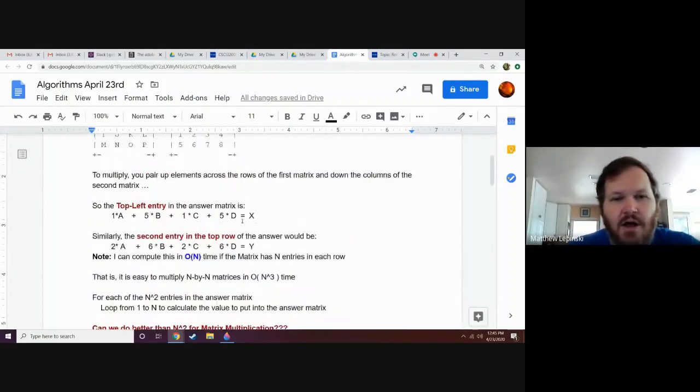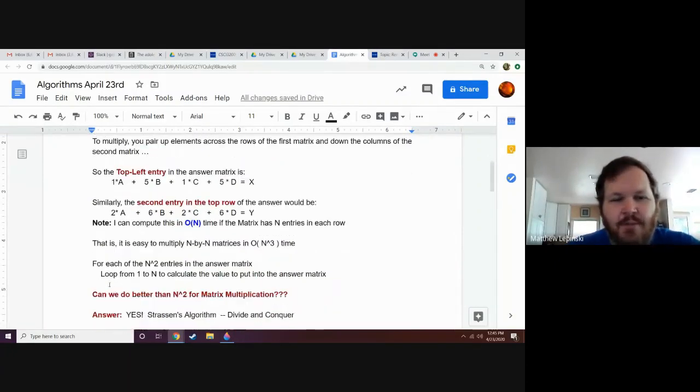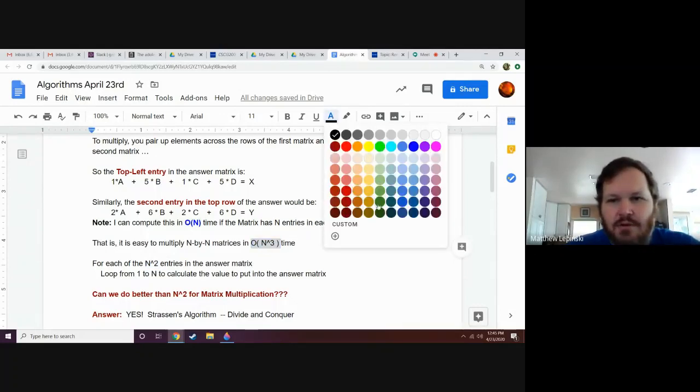The basic idea here is I'm going to loop through each of the n squared entries in the answer matrix, and then I have to do a loop from 1 to n. I need to do O of n work for each of the n squared entries in the answer matrix. And that's how I get my n cubed.